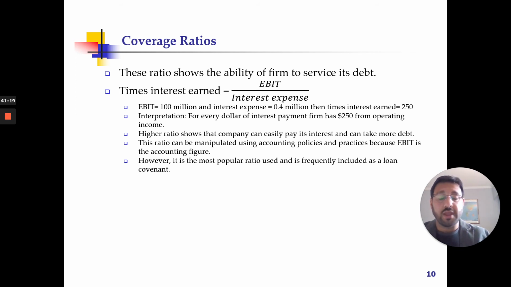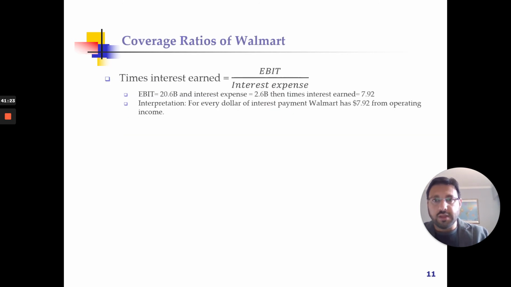So this is an important ratio. Now, for the Lululemon, there is not much interest to be paid because they do not have long-term debt, but they still have some, and I'll let you know about that number. But for Walmart, it's more natural to see what the times interest earned ratio, the coverage ratio, is for Walmart.